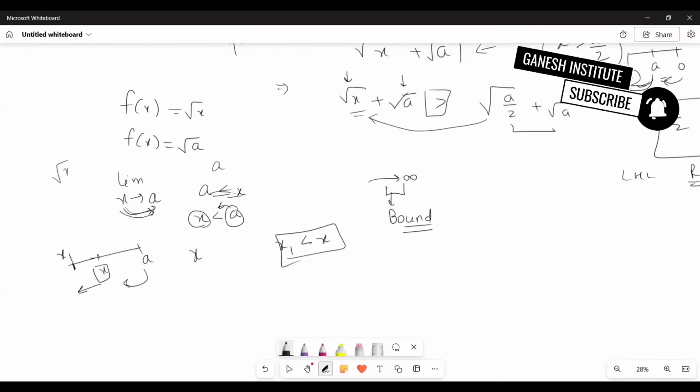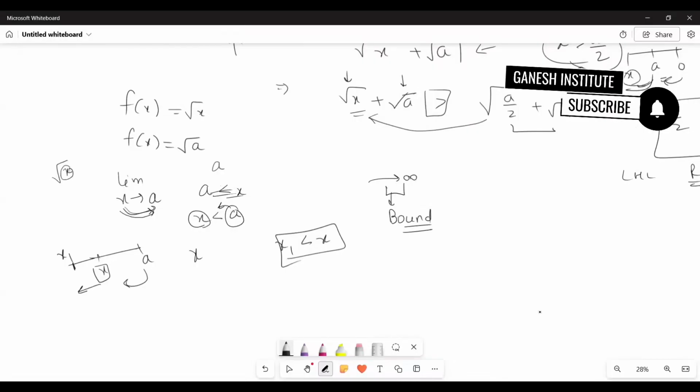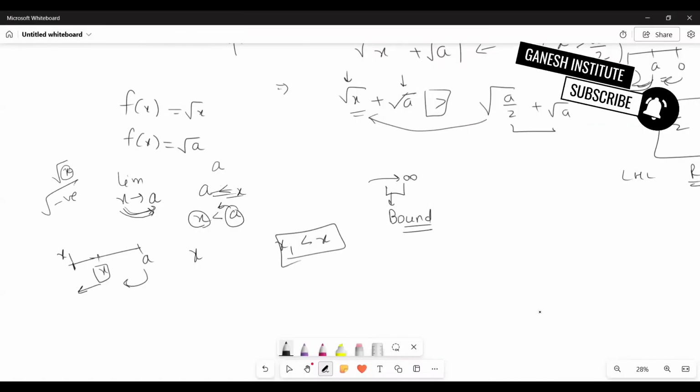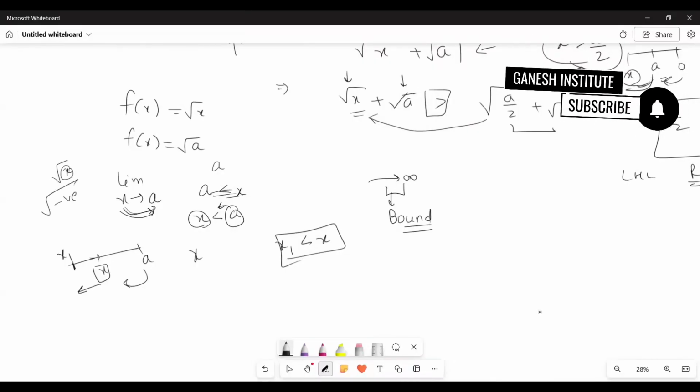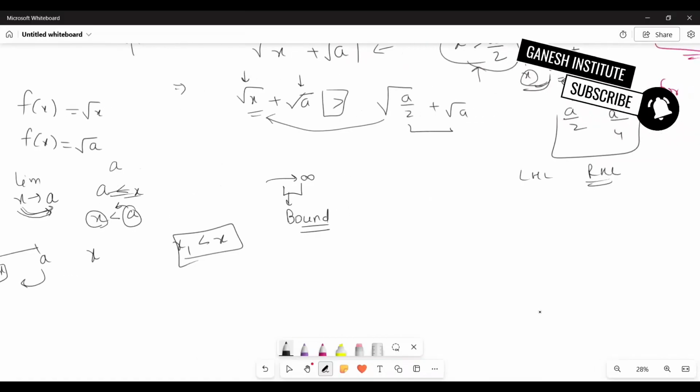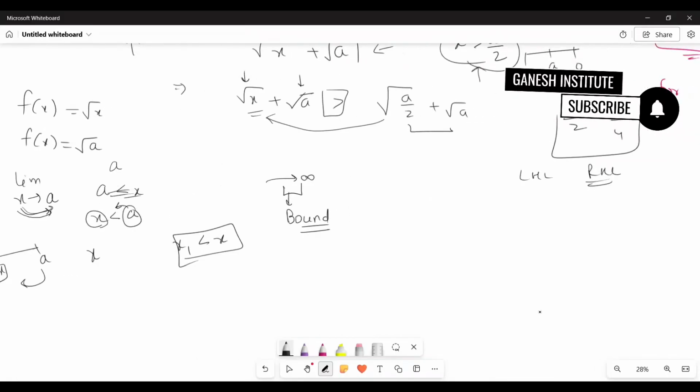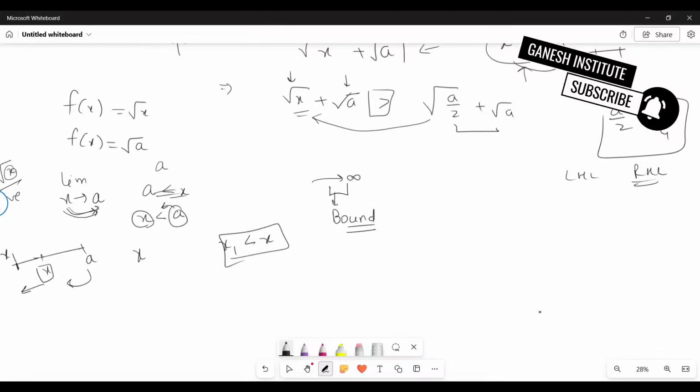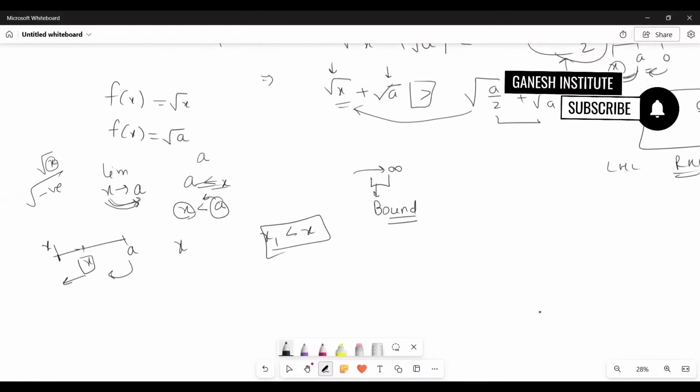And I have root x. I can't have x as negative value. So it has to be absolute value. Wait, okay. If x is approaching to a, how is x more than a? Because it's coming to a value that is as large as a.